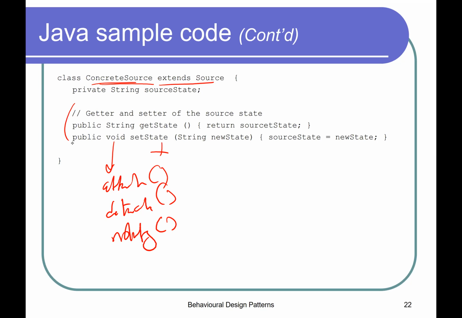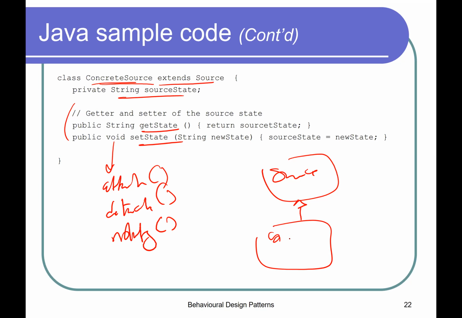It has a function called getState that returns its current state. It has a setter and a getter. So if I ask for the state, it tells me what it is. If I set it, it sets its own state to it. And what is the state? It's nothing but a string variable. So this is my source, and this is my concrete source.